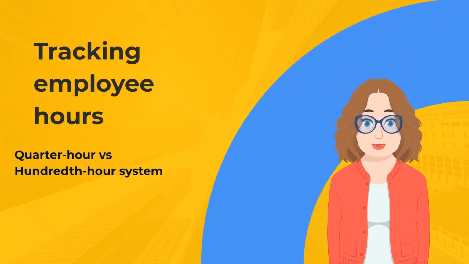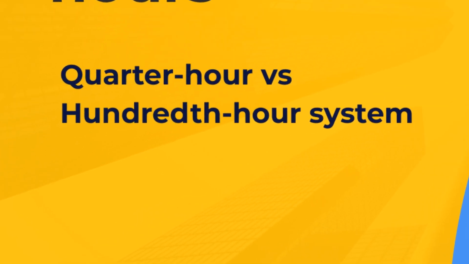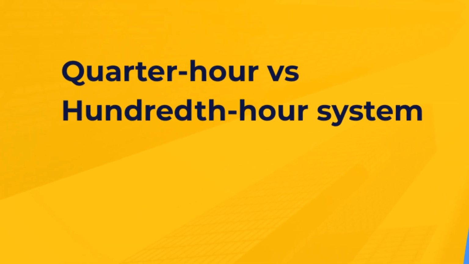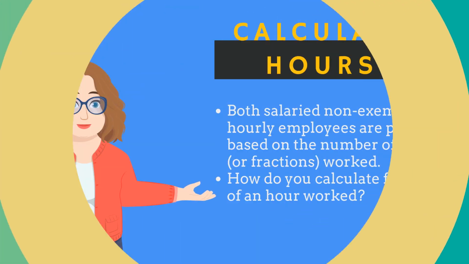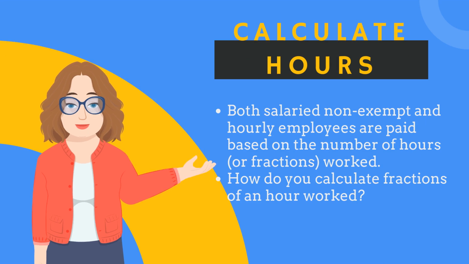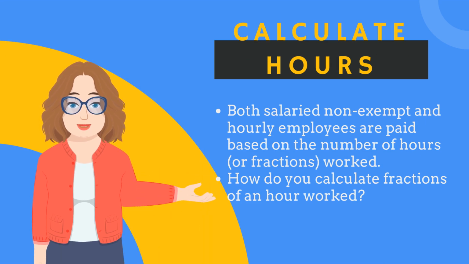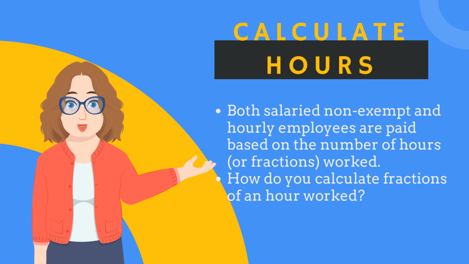How do companies track the time that employees work? Let's talk about how payroll accountants use the quarter hour and the hundredth hour system to do that. Both salaried non-exempt and hourly employees are paid based on the number of hours or fractions of hours worked.